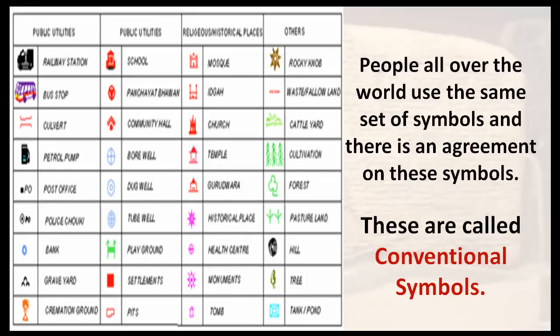Maps show various features, but it is impossible to show the actual shapes and sizes of trees, buildings, villages, etc. in a map because of limited space. If different people use different symbols to draw maps, it would be difficult to understand each other's map. People all over the world use the same set of symbols, and there is an agreement on these symbols. These are called conventional symbols. Some conventional symbols have been shown here.